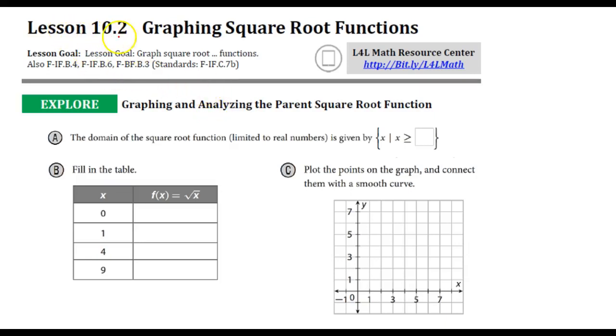Hello and welcome to Lesson 10.2, Graphing Square Root Functions. Today we'll be going over the Explore section as well as several explain problems.